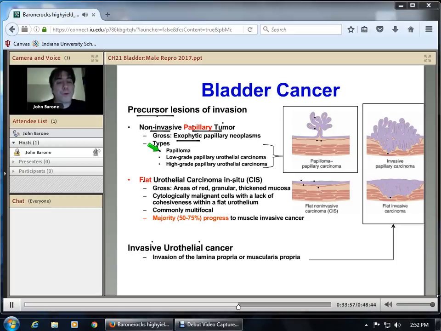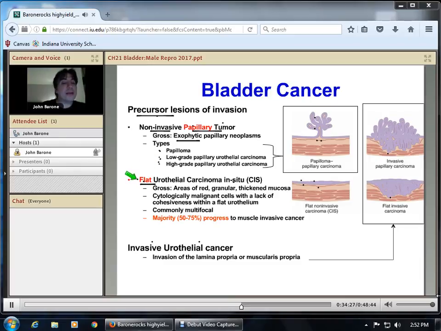Now there's a couple of forms. The most bland one is called the papilloma. It looks like normal mucosa just thrown up into little papillae forms. Looks totally normal. Then you start to see some low-grade dysplasia. We call this low-grade papillary urothelial carcinoma. Then you get high-grade dysplasia. We call it high-grade papillary carcinoma. But again, no invasion yet. No invasion. These are pre-invasive lesions. It's kind of like in situ, right?